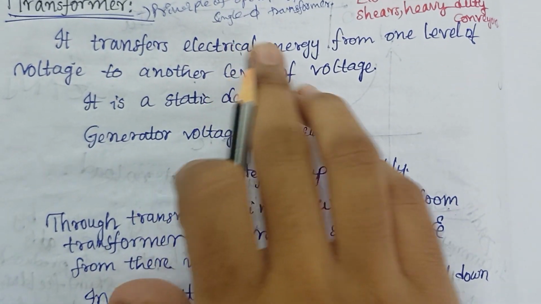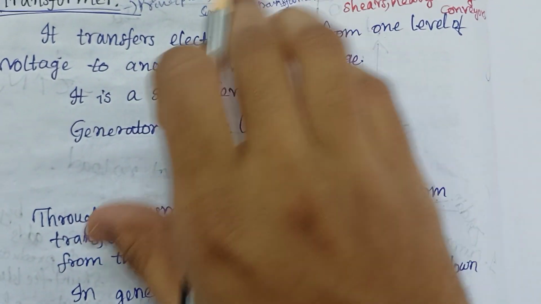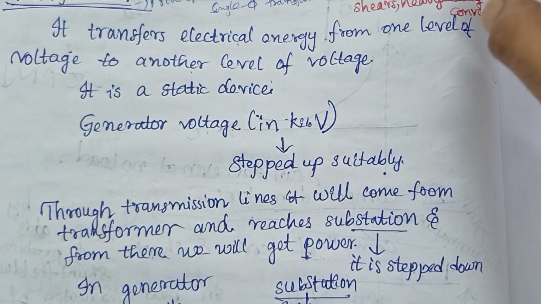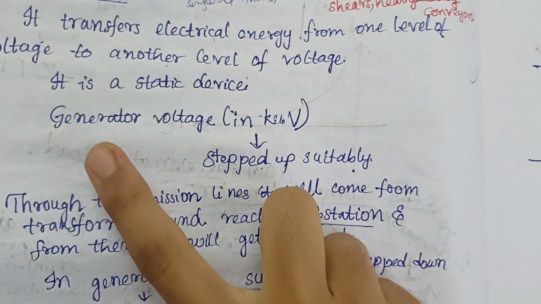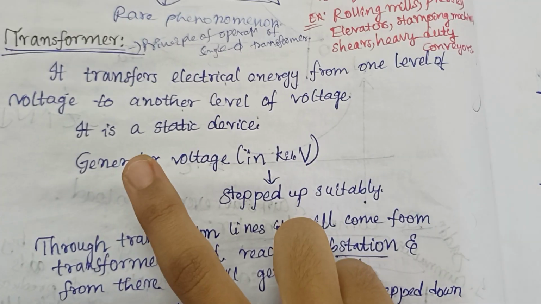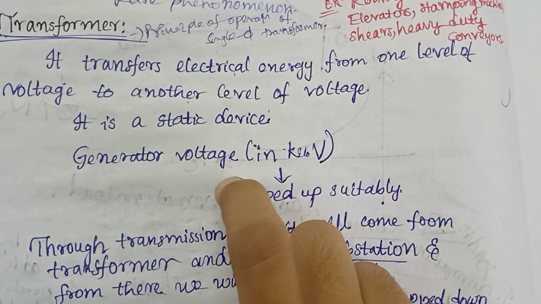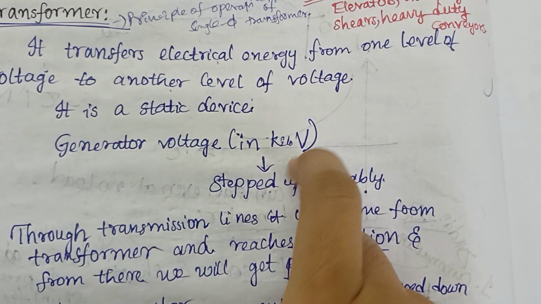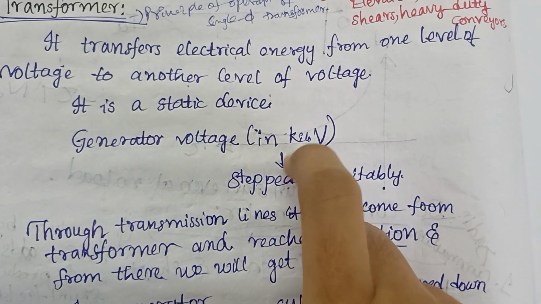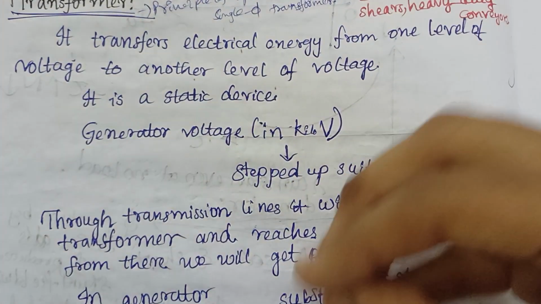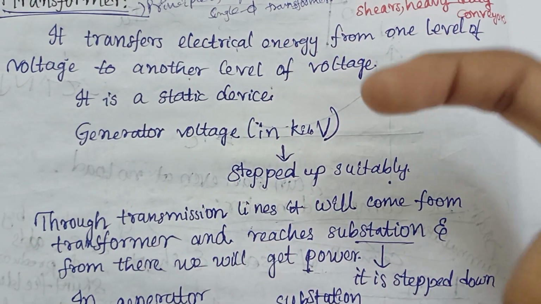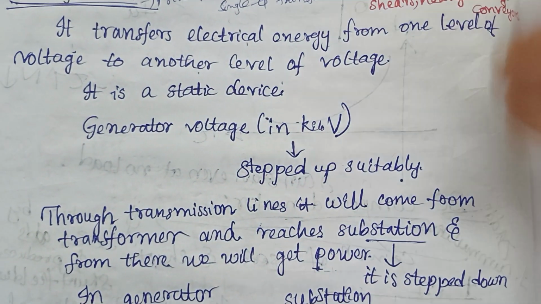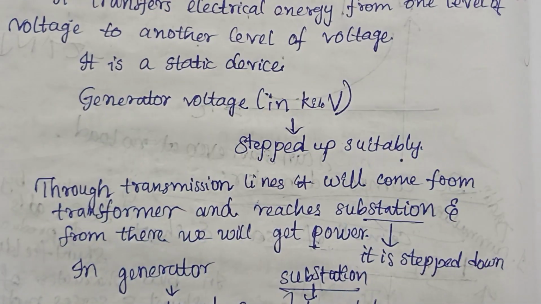It transfers electrical energy from one level of voltage to another level of voltage. What does this mean? I'll explain it here. Generally, we have a generator. In a generator, the voltage is measured in kilovolts. Since it was in kilovolts, that means it was a huge amount, right? So we say the voltage is stepped up suitably.